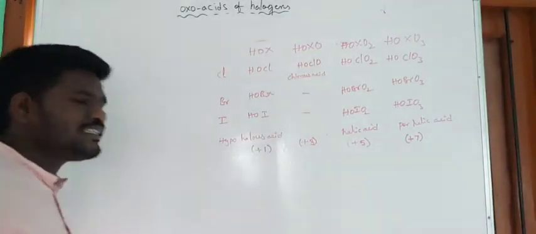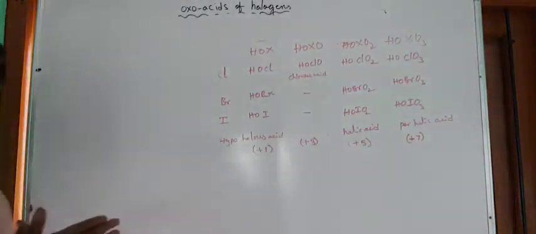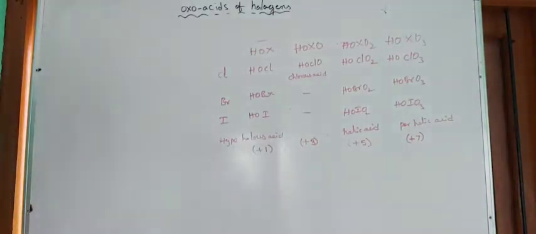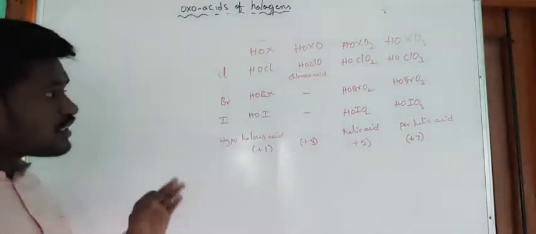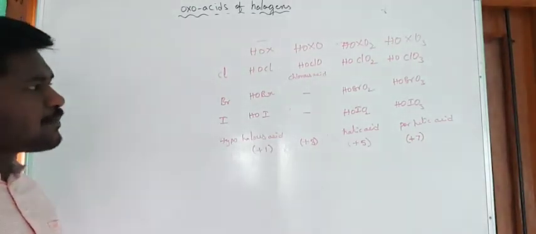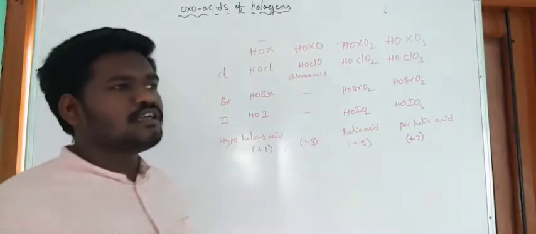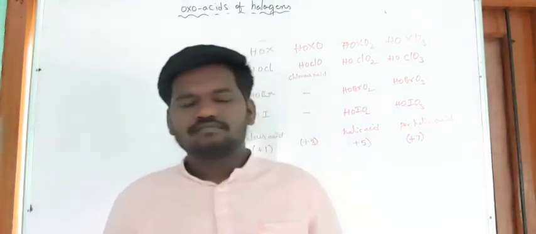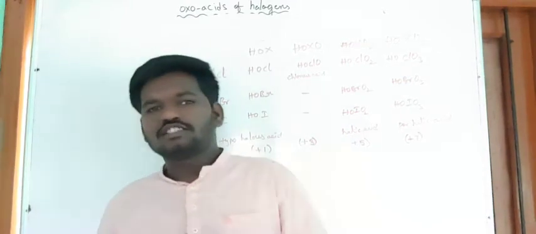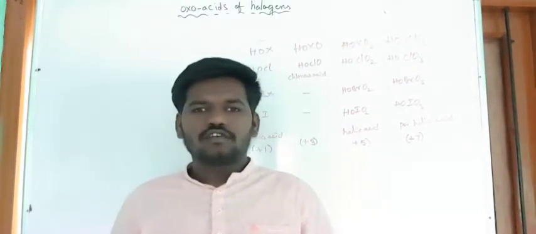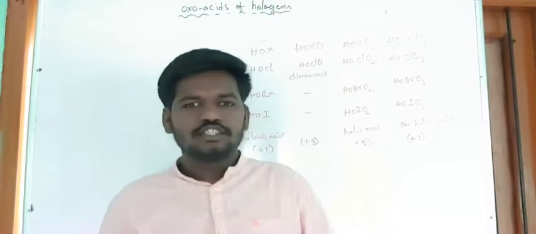So right guys, now we need to discuss the acidic properties, and the next one, oxidizing power or oxidizing capacity of the oxo acids. Two things we need to discuss. First one, acidity, which is stronger and which is weaker. So that order we need to discuss. And second one, oxidizing power of the oxo acids of the halogens.